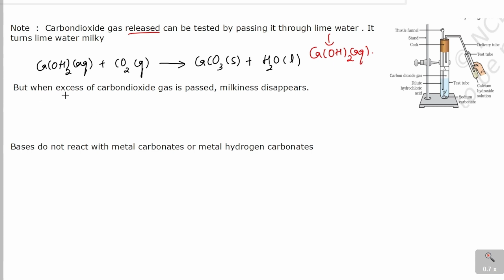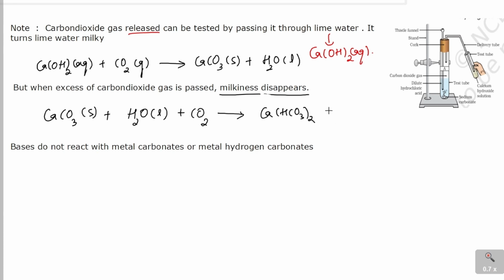But what happens when you pass excess carbon dioxide gas? This milkiness will disappear because of a chemical reaction that takes place. What happens when excess carbon dioxide gas is passed through the solution? This calcium carbonate along with this water will react with this excess carbon dioxide gas to form Ca(HCO3)2, which is calcium hydrogen carbonate. This is soluble in water, because of which the milkiness will disappear.